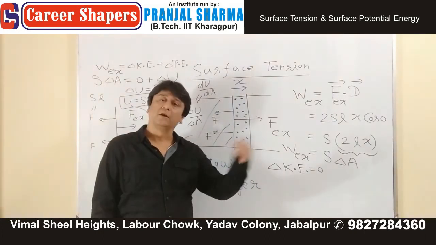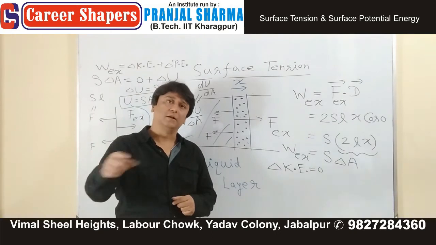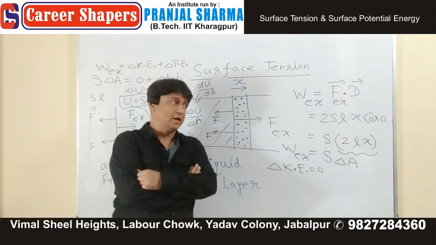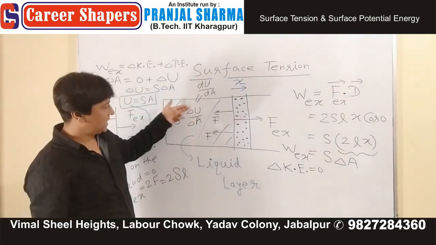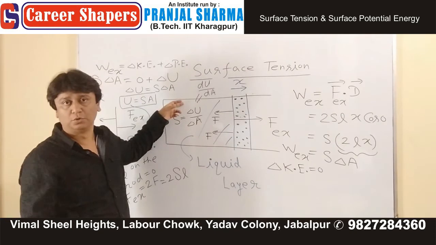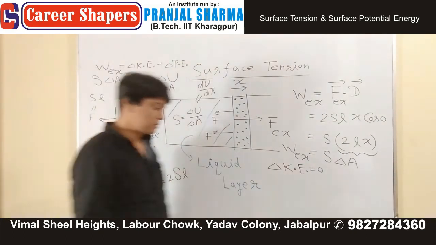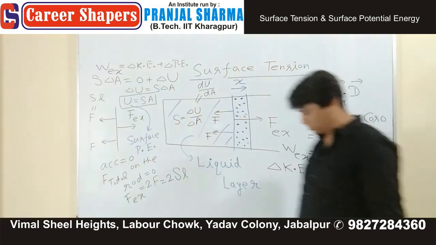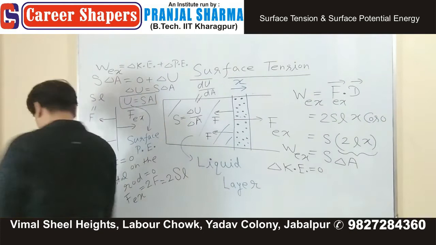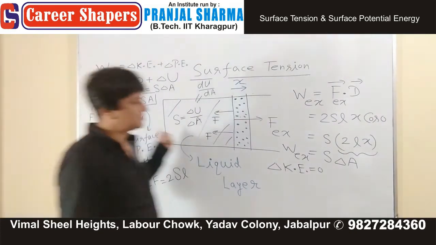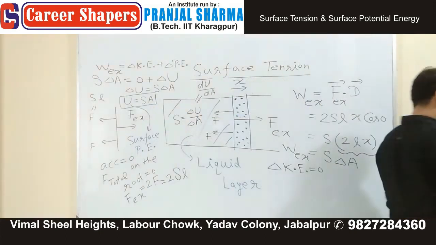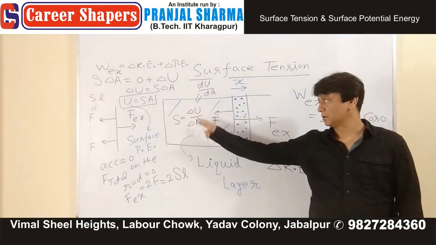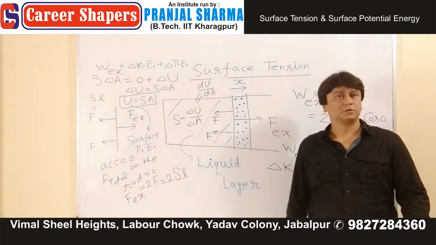So the earlier S was what? F upon L. So this gave us the unit Newton per meter. Now S is delta U upon delta A. What is delta U? Joules. Delta A is meter square. So write down the second unit of surface tension. Another unit of surface tension is joules per meter square.